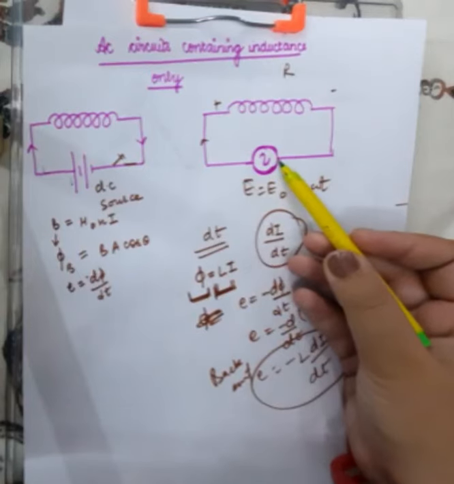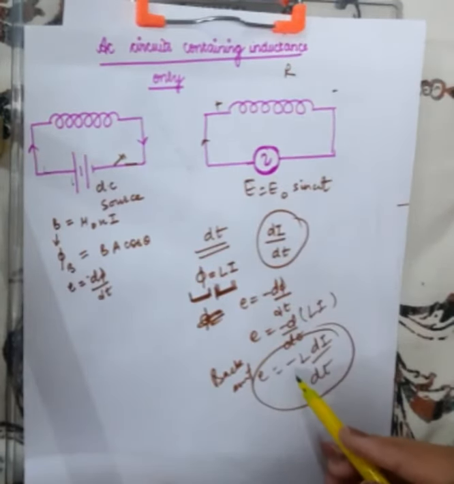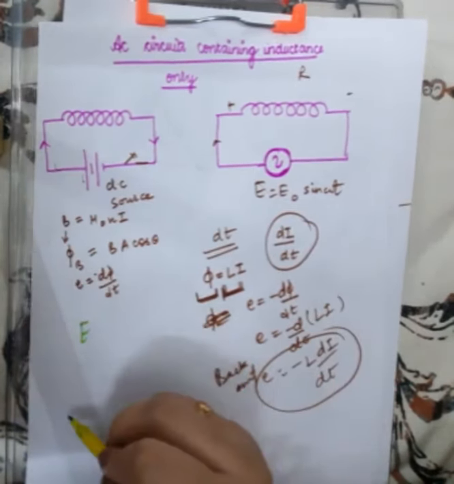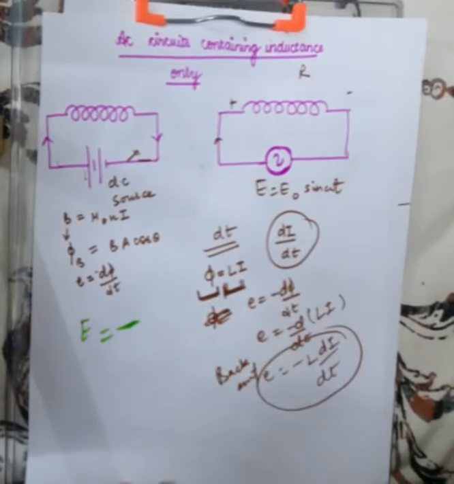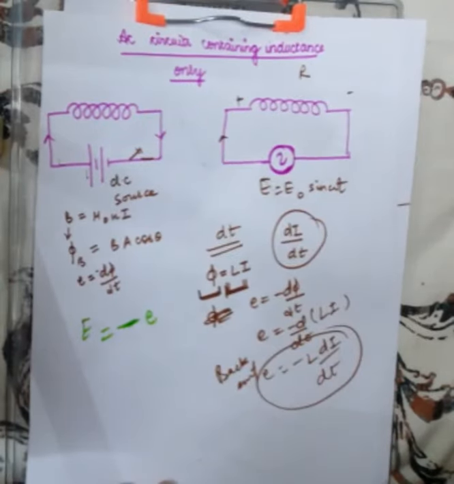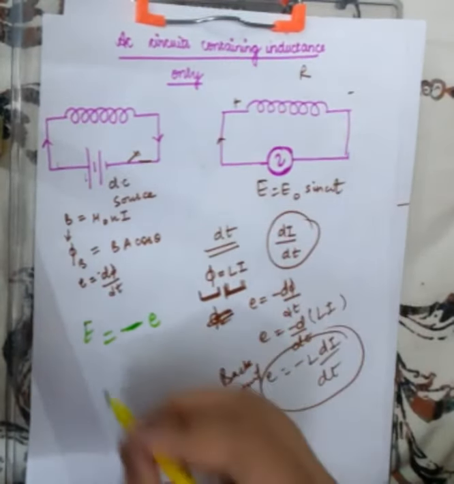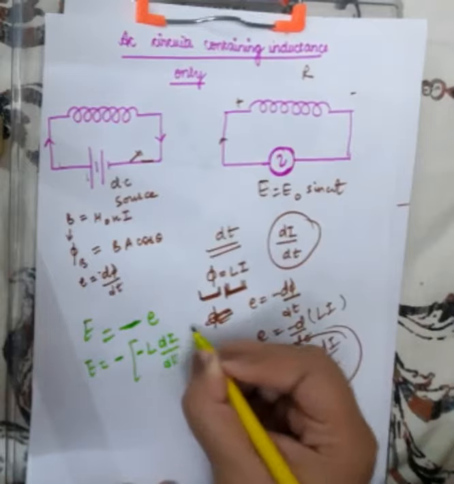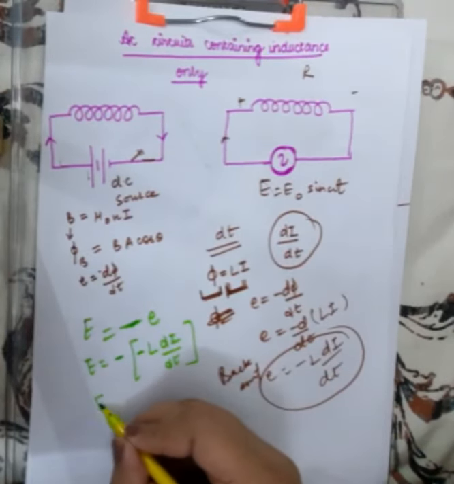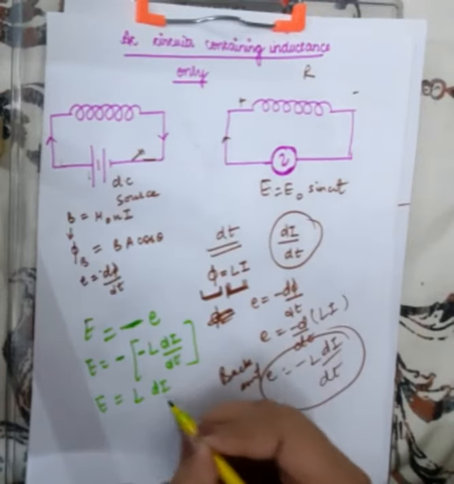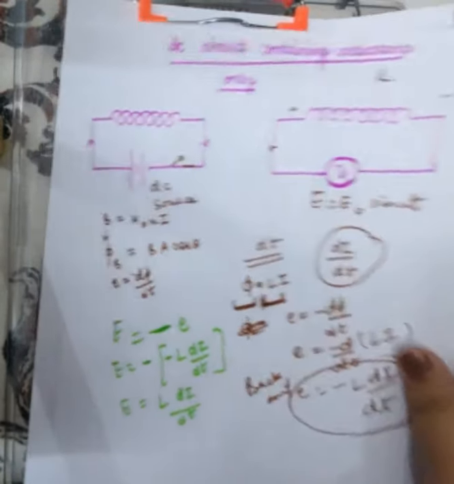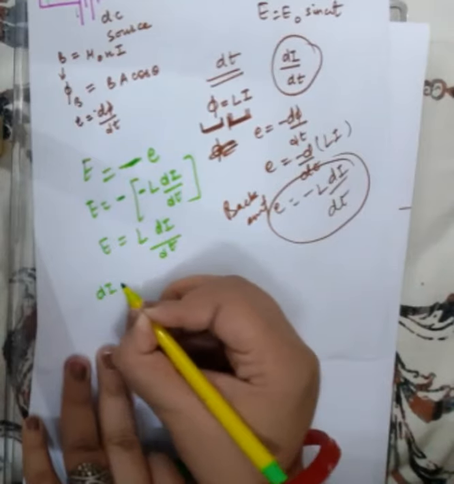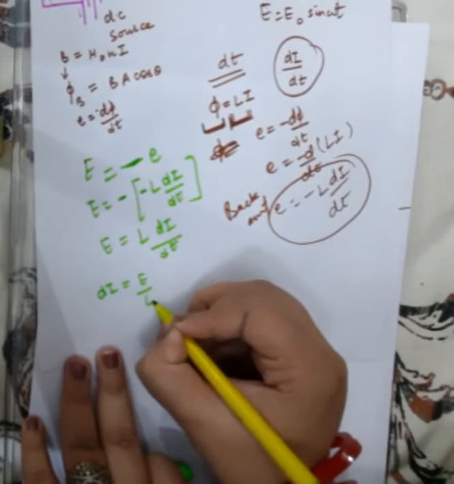So the applied EMF is equal and opposite to the back EMF, the induced EMF. What is the applied EMF? That is capital E. It should be equal and opposite to the induced EMF, minus E, if you want to maintain the flow of current. So E is equal to minus L di by dt, right? So this will be E is equal to plus L di by dt, right? After that, you can see here how the situation is. di is equal to E upon L dt.